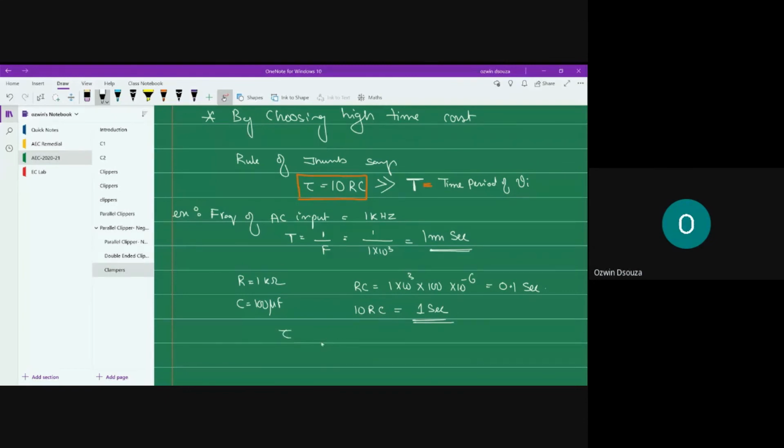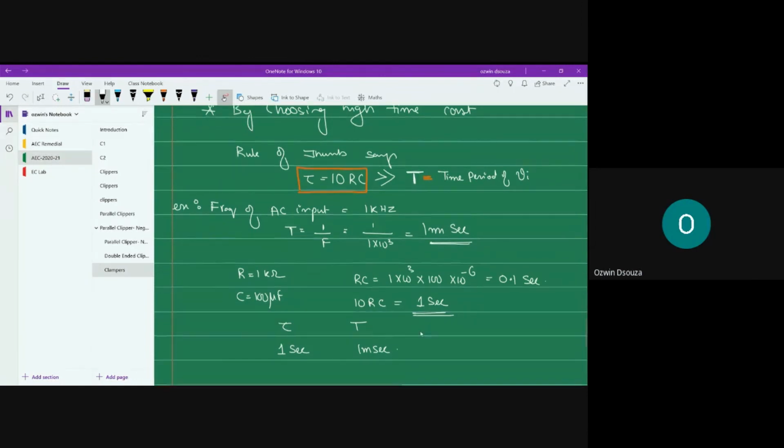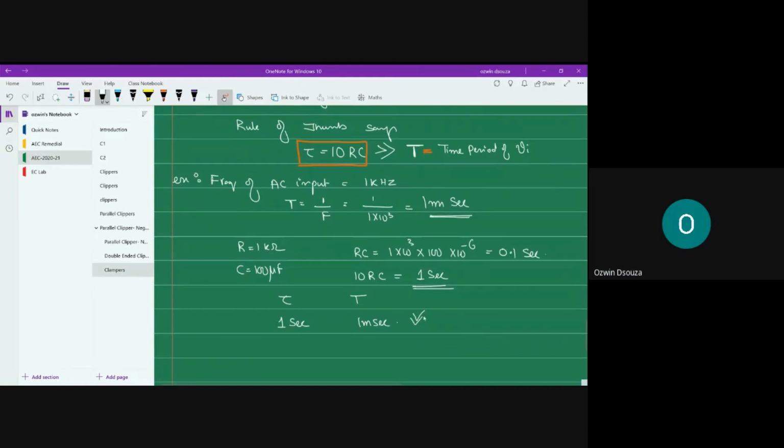So tau, you compare with capital T. How much did you get tau as? You got tau as 1 second, and this tau you need to compare with the time period. The time period is just 1 millisecond. 1 millisecond is basically 1,000th of a second. So you can say that the condition is satisfied, because this tau is way higher than the time period of the input waveform. This is what is required for your clamper operation.